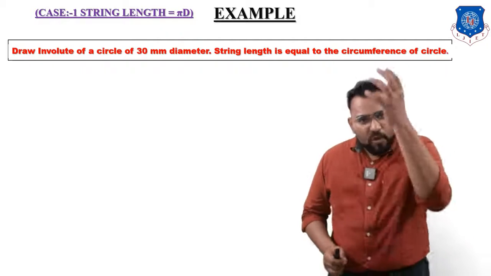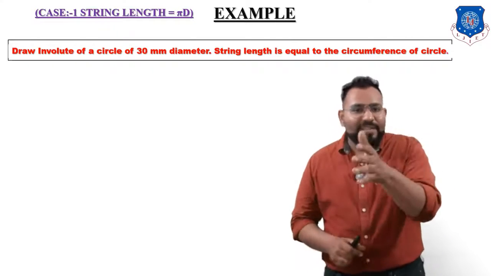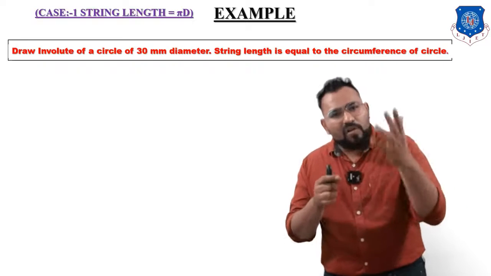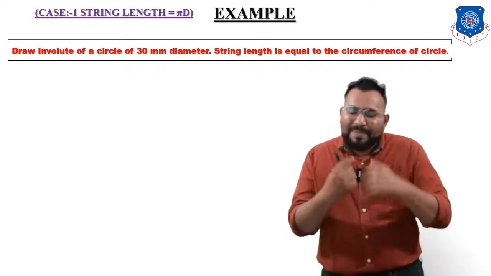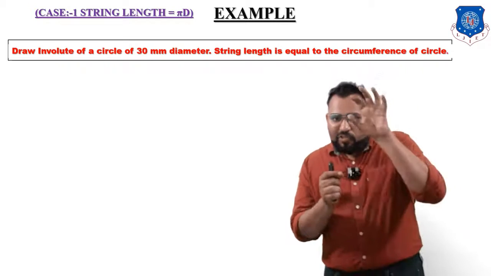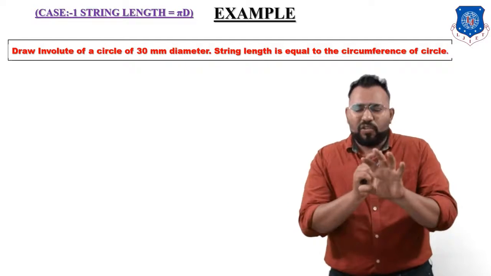So what you have to do? You have one circle and you have to wind, because here it is not given whether to wind or unwind, but whenever it is not given, you can take anything. For simplicity, I am going to wind a string on a circular disc or on some circle curve. So what I am going to do?